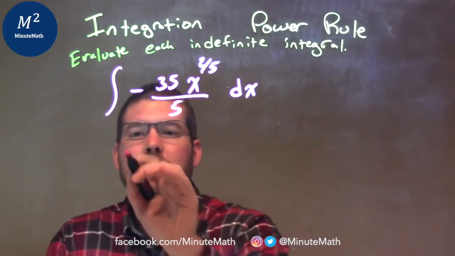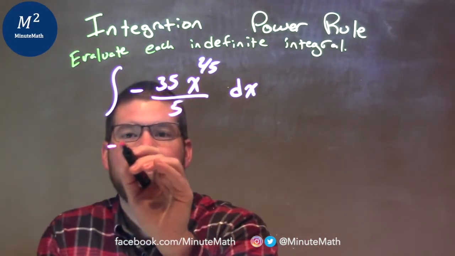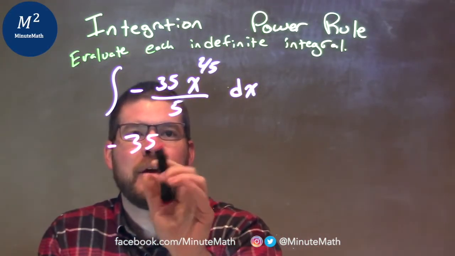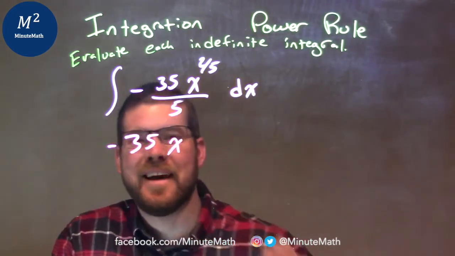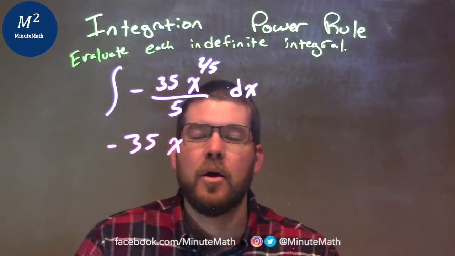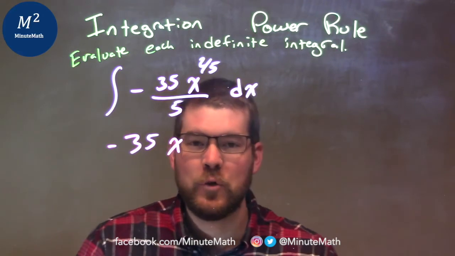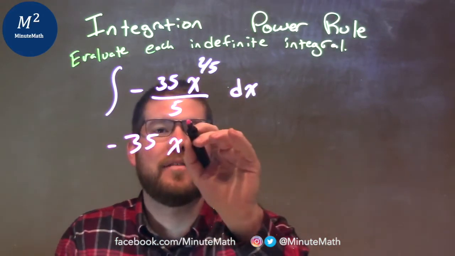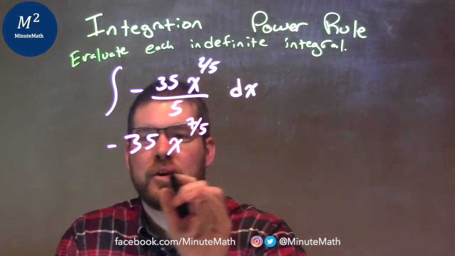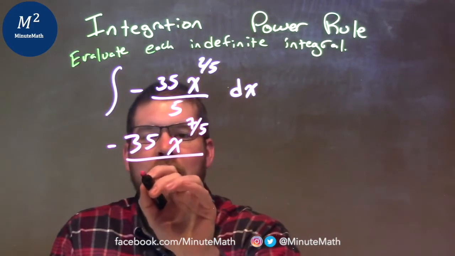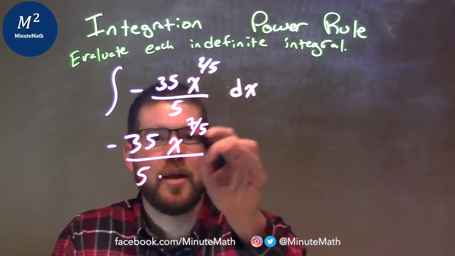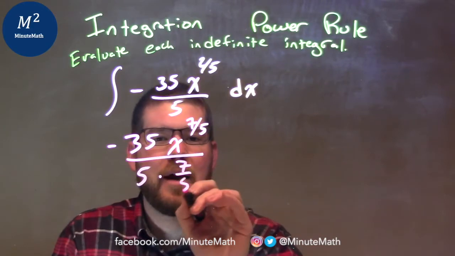So, power rule, we keep the constants out front. So, negative 35, right? Negative is still there. And then x, we raise the exponent by 1. Okay. Well, 2/5 plus 1 is 2/5 plus 5/5. So, we have a 7/5. Hopefully, you're good with your fractions. 5 stays down here, and then we're divided by that 7/5 power, okay?